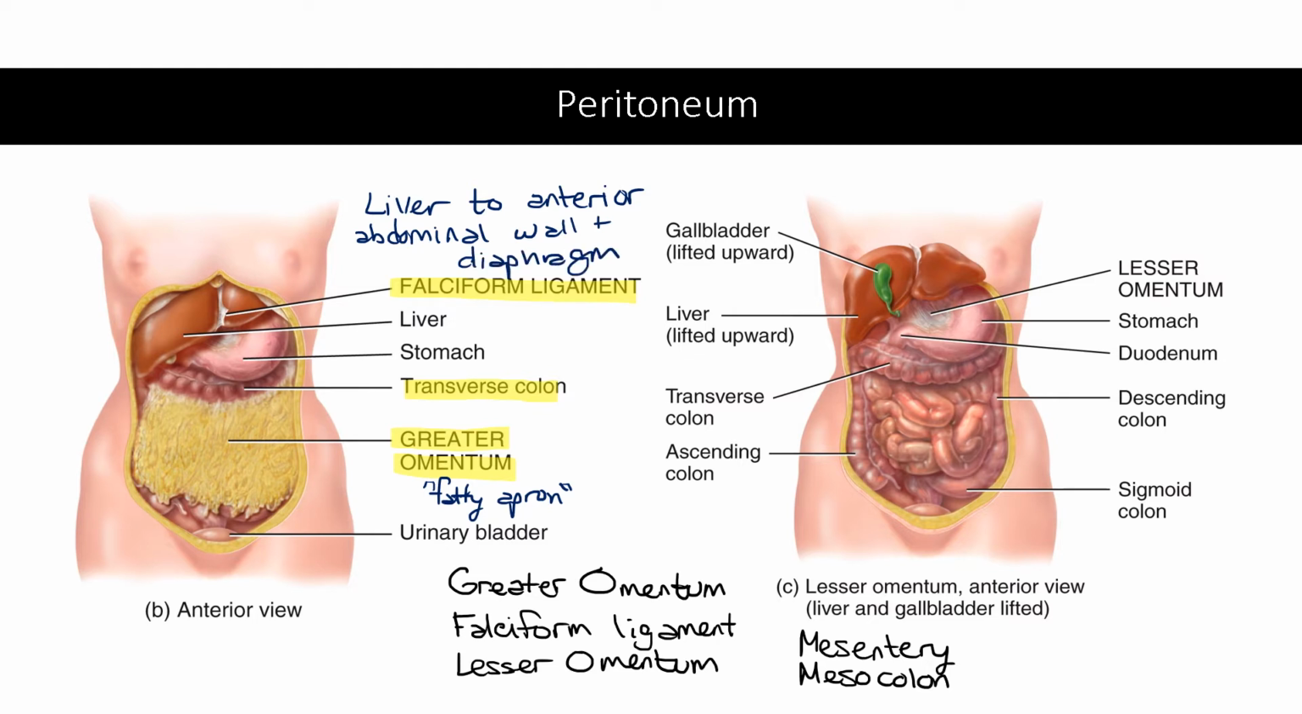Now, one really important note is that the liver is the only digestive organ that attaches to the anterior abdominal wall. And this is by the falciform ligament. Again, the liver is the only digestive organ that attaches to the anterior abdominal wall.